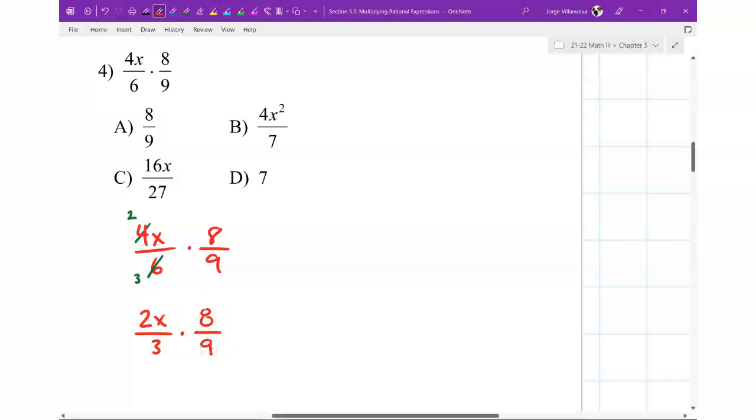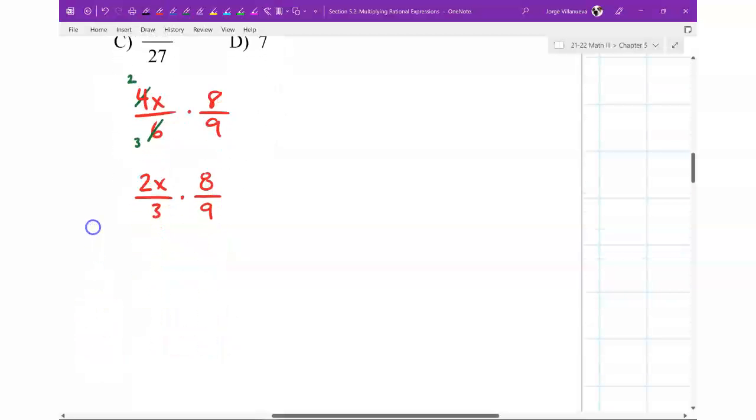Is there anything else I can cancel? Let me move this up a bit. Can I cancel anything else? No, just so you know, you cannot cross cancel straight across. It has to be diagonal or vertical, okay? You cannot cancel side to side. Because sometimes people say, oh, 2 and 8, you can reduce those. Like, oh, yeah, but not like that. They have to be diagonal or one on top of the other, okay?